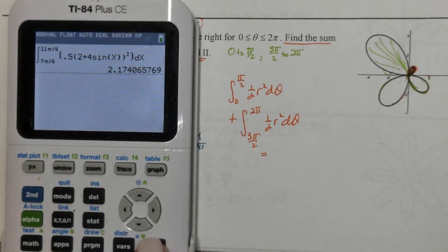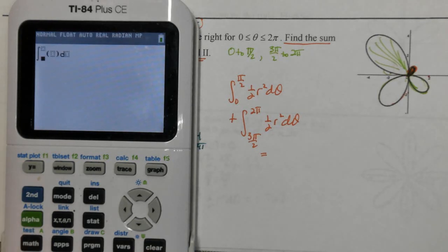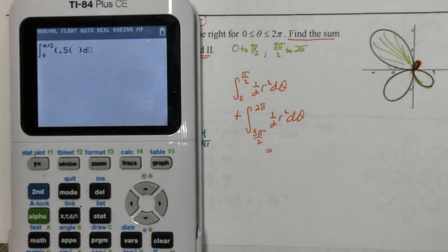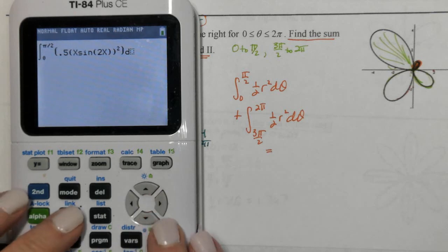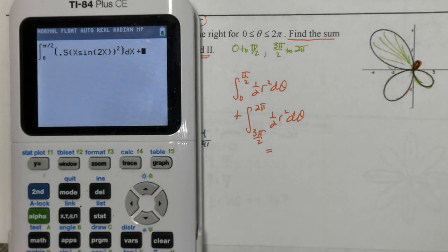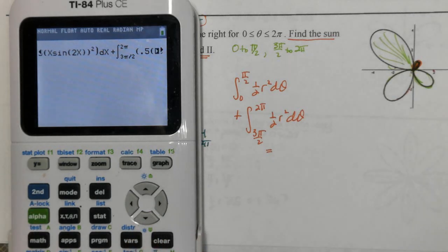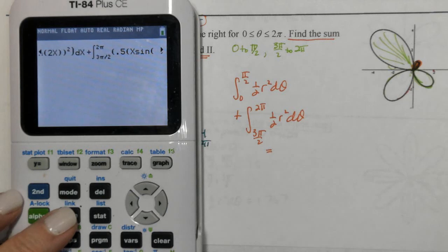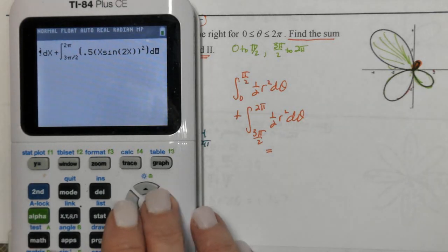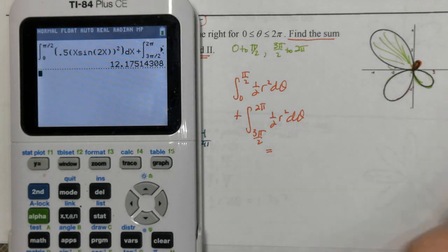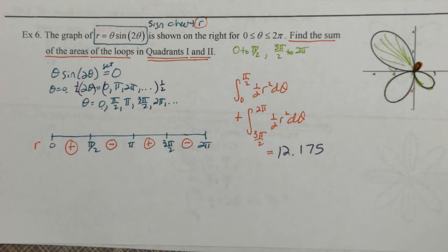Come to our calculator, and we have math 9, 0 to pi over 2, 1/2 r squared, theta sine 2 theta, d theta, plus math 9, 3 pi over 2 to 2 pi, 1/2 parentheses theta sine 2 theta squared d theta. So I got 12.175. Alrighty. And that is area inside of a polar curve.